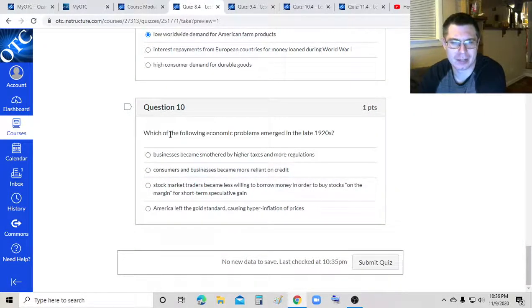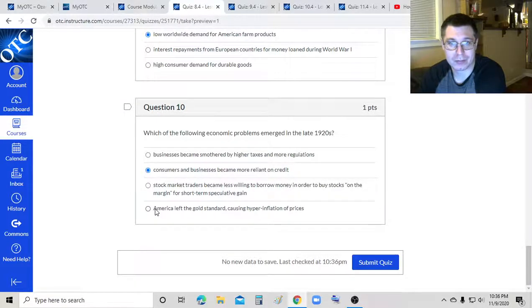Which of the following economic problems emerged in the late 1920s? Did business become smothered by more regulations? No. Consumers and businesses became more reliant on credit? Yes. Unsustainably so. Did stock market traders become less willing to borrow money? No, in fact, more willing. And did America leave the gold standard? No. In fact, Herbert Hoover attracted criticism because he staunchly kept with the gold standard.